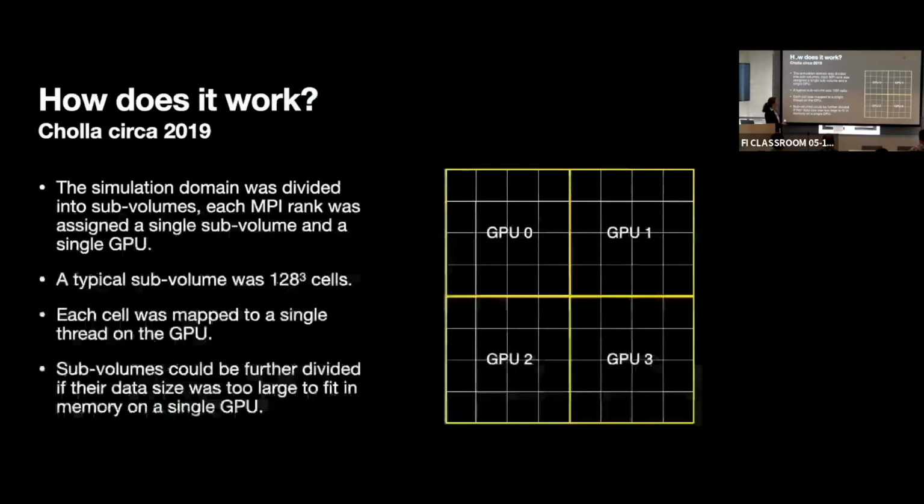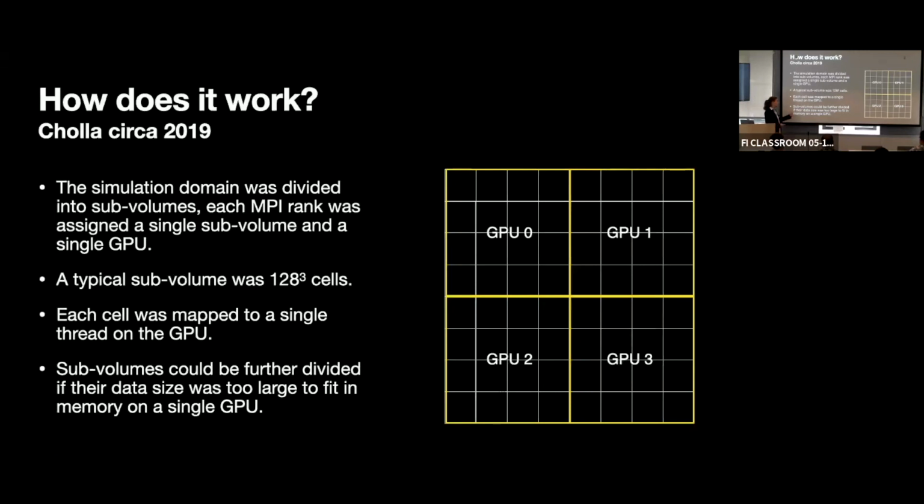So how does it all work? This is how Cholla worked in 2019 when we started the CAR project. This is basically the code that existed from when I started writing it in graduate school. You have a simulation domain. You divide your simulation domain up into subvolumes. You assign each subvolume to an individual GPU. Basically, each MPI rank gets a GPU. And a typical subvolume was something like 128 cubed cells. That's based on how fast the GPUs can process the data. Each cell, as I said, maps to a single thread. So when you launch your GPU functions, you're launching them for that whole subvolume at once.